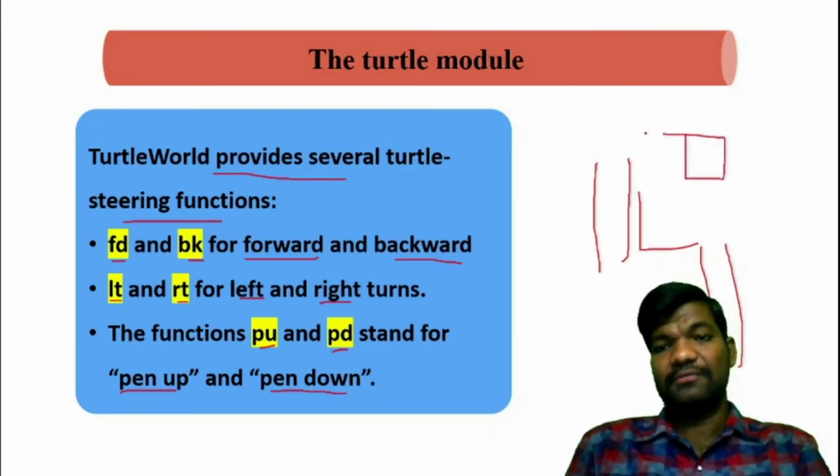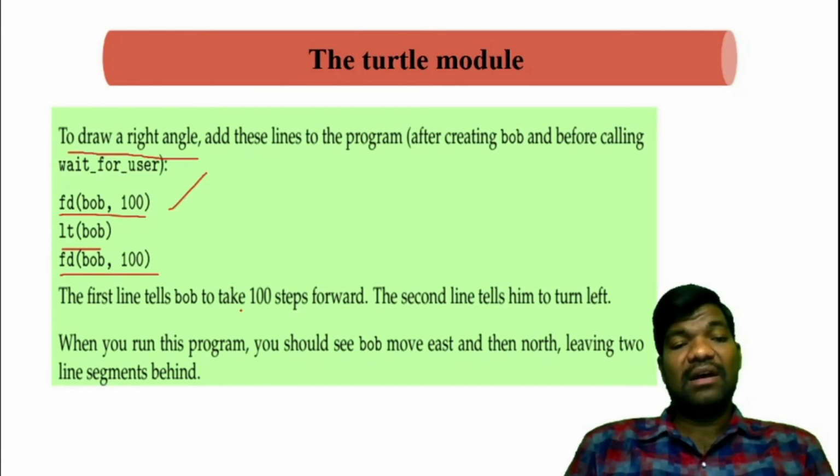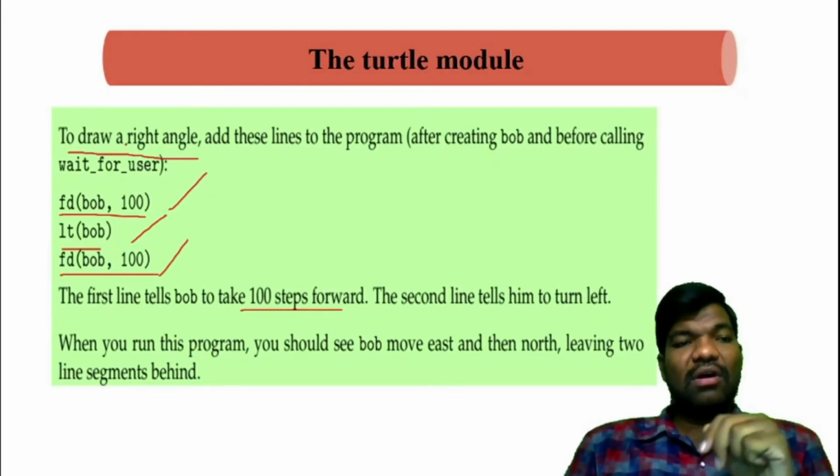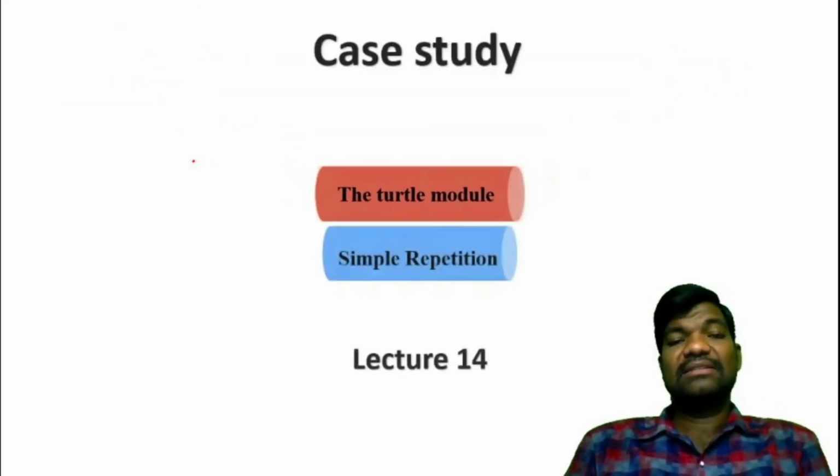To draw a right angle, we need to add these lines: forward 100 steps, left turn, and then forward 100 steps. So the first line is 100 steps forward, the second line is left turn, the third one is once again 100 steps forward. After execution of this, it will draw the right angle. So that is the turtle module.